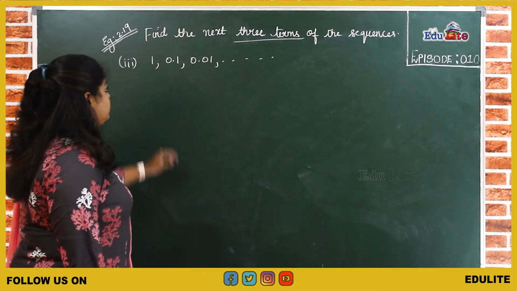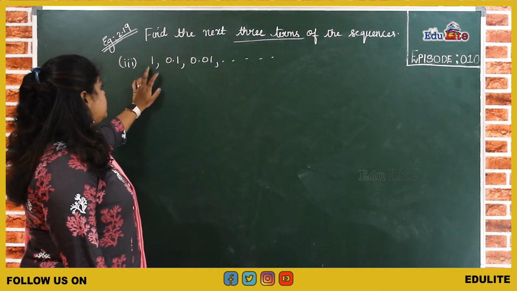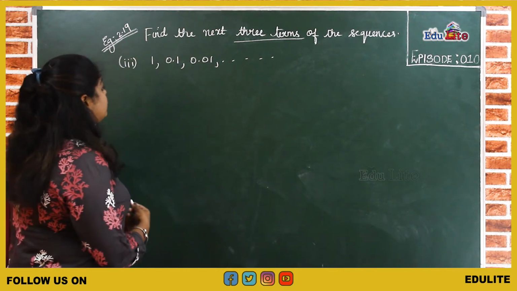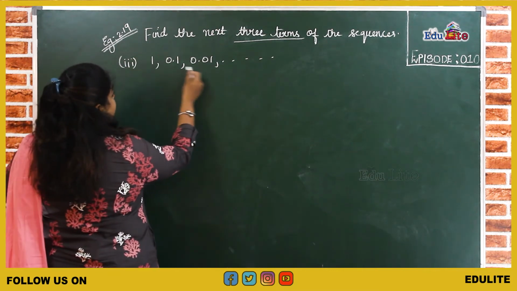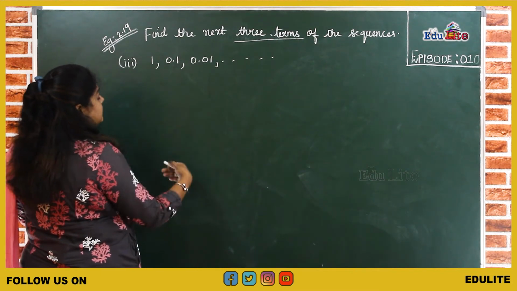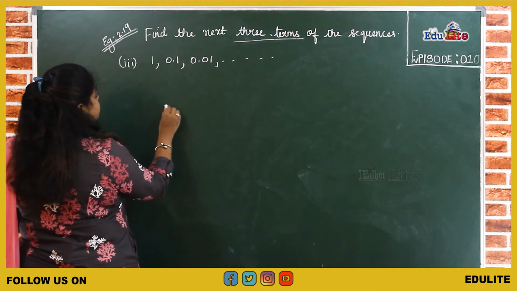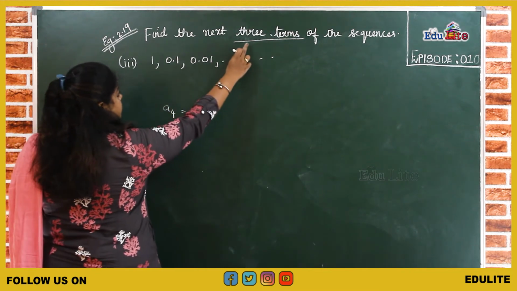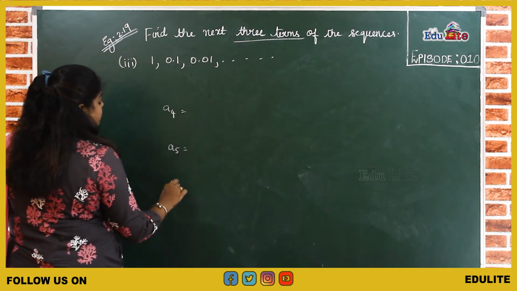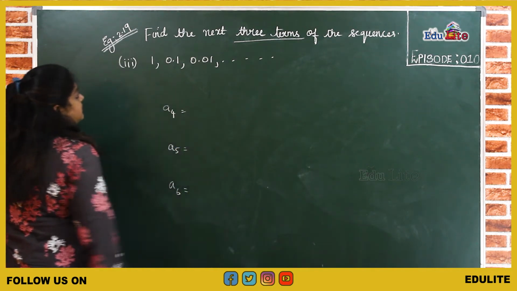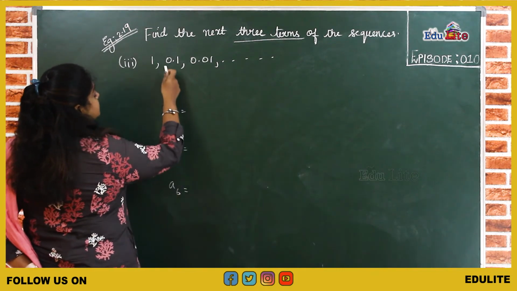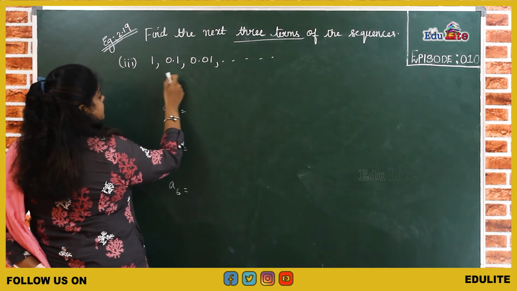So, in the next subdivision we are given the first 3 terms, that is 1, 0.1, 0.01. First, we have to find the sequence which is followed in this, then only we can frame the next 3 terms. Here we are given 3 terms, therefore we have to find A4, A5 and A6 as well. So, to find all these 3 terms, we must know what is the sequence used here.